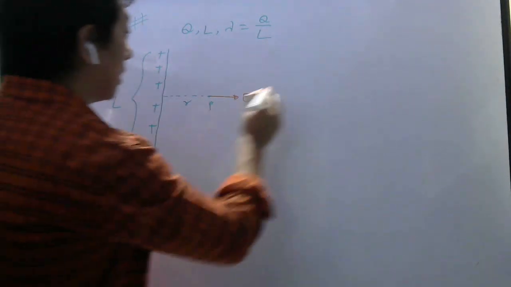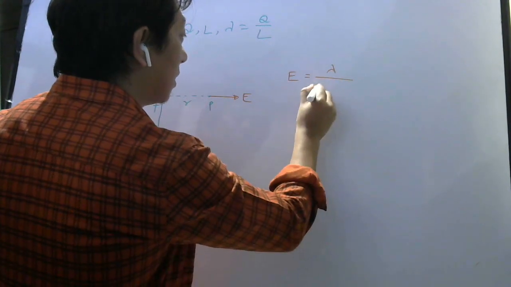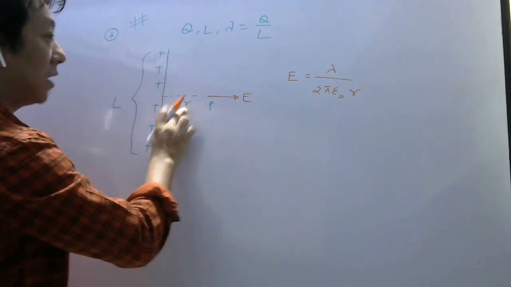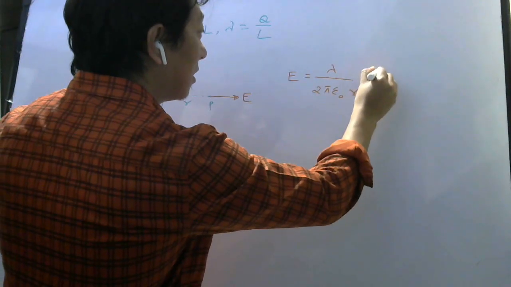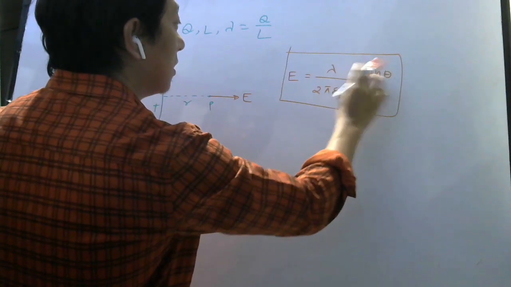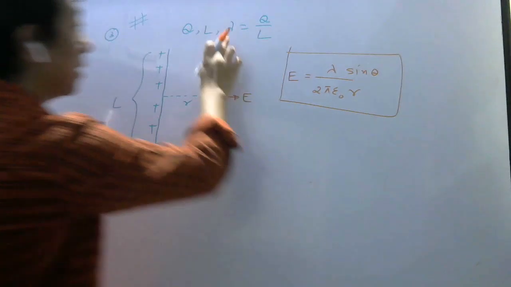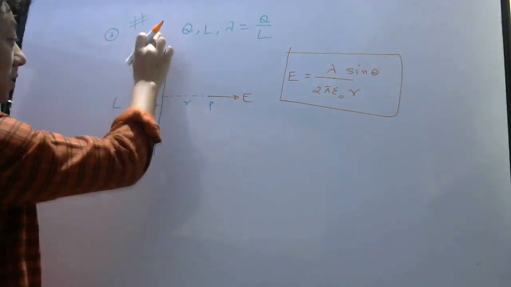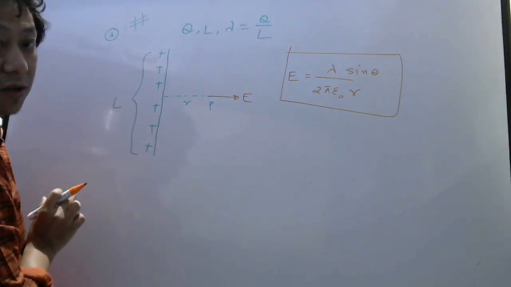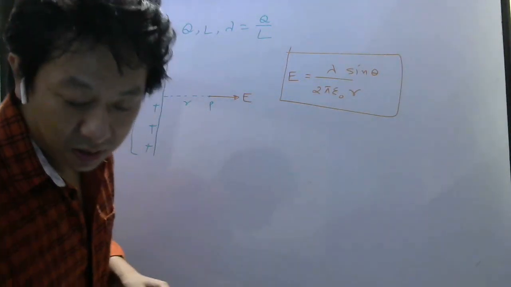Once we know the direction, then the formula is given by lambda divided by 2 pi epsilon naught r, this is the r, into sine theta. So we can write sine theta nearby. What is lambda? You know lambda is the total charge divided by the total length. What is r? This distance, the perpendicular distance. So the only thing you should know is this theta. So what is this theta?